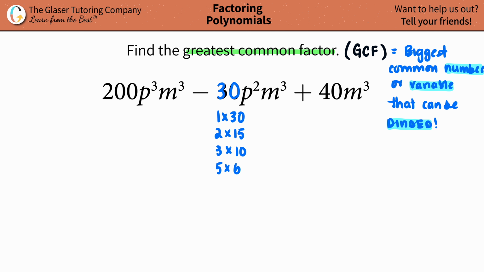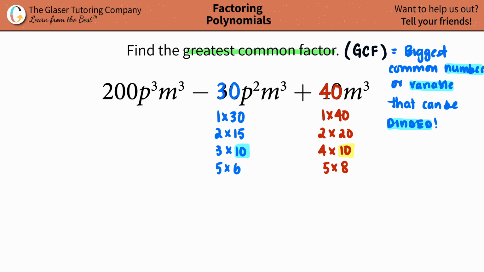So maybe let's just run through the same process and do 40. So what do we got? 1 times 40, 2 times 20, 3, no, but 4 times 10, 5 times 8, and no 6 and no 7. So right off the bat, between these two, what is the biggest common number between them? I'm starting to see that we have a 10 here, and we got a 10 over here, right? This one's got a 15, but this has no 15. This one has a 20, but this one has no 20. So we're basically stuck at 10.